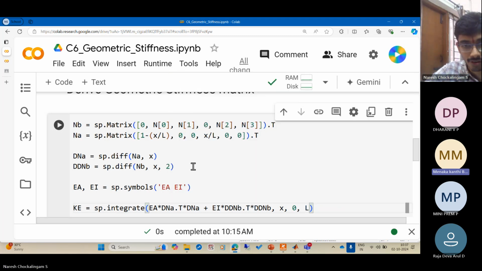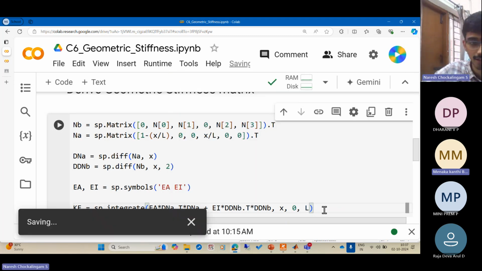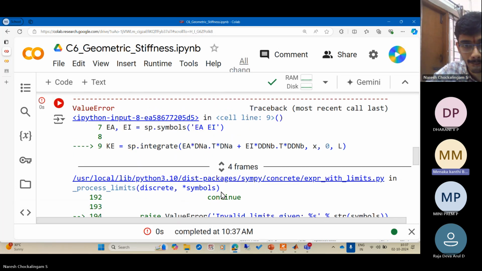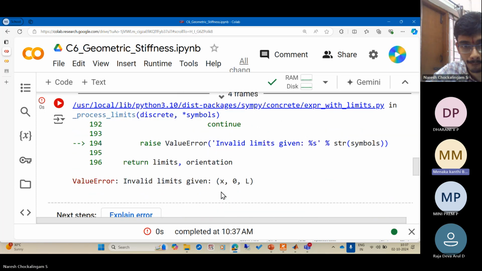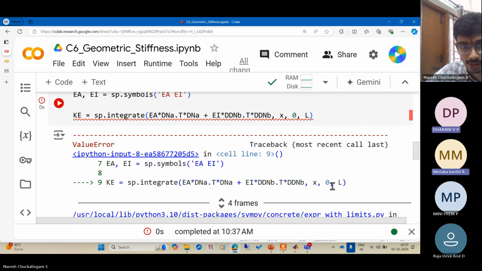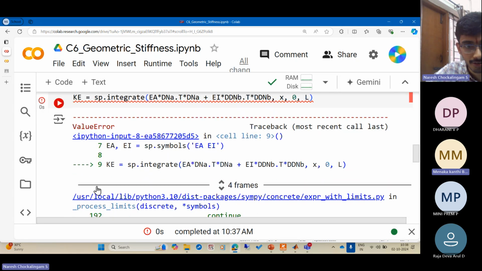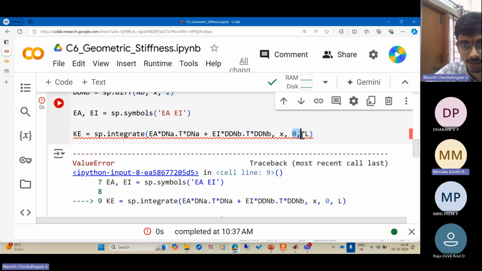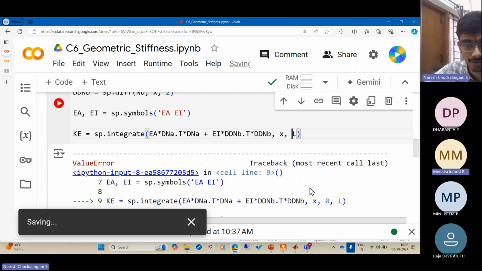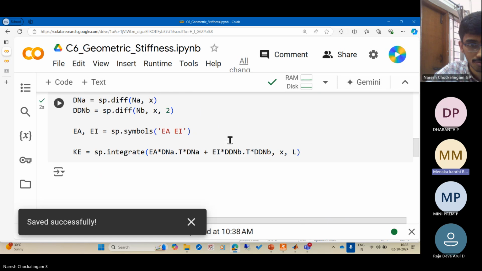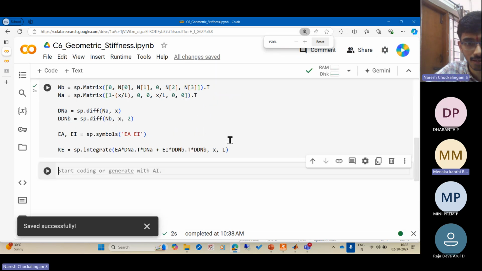Okay, so this is fine. Let's evaluate this. There is an invalid limits error given x, 0, L. L is not defined. L is defined, L is there. So I think just make it x comma L, so it will evaluate it at L. That's also fine. Yeah, now it is fine.